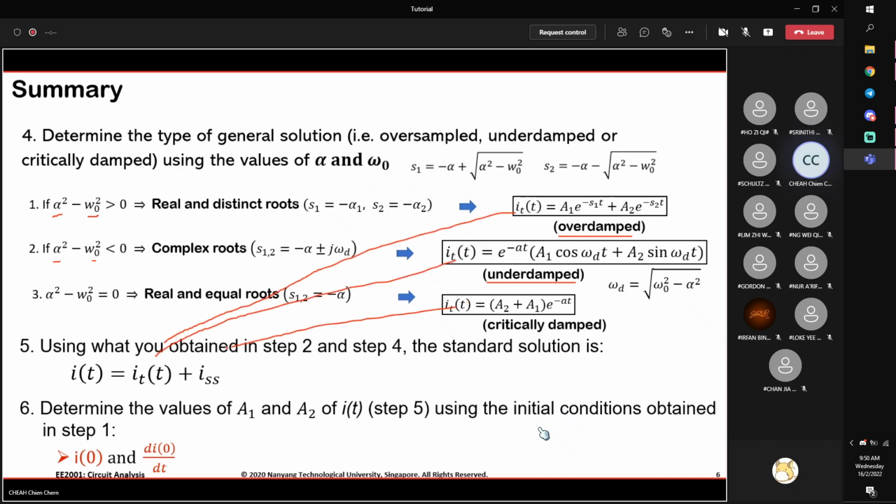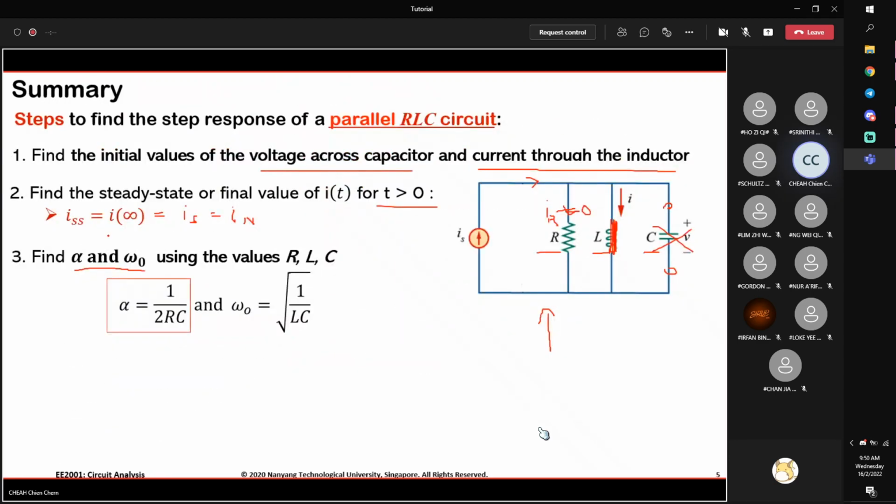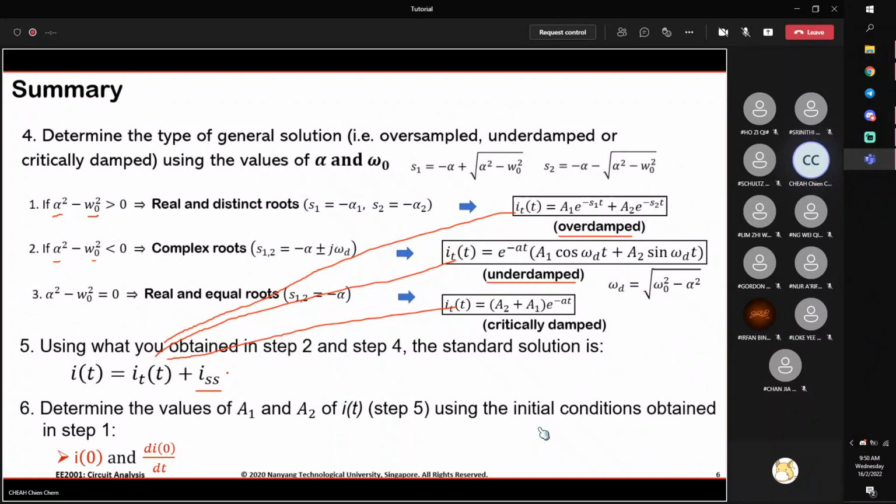And the solution is obtained by putting one of them into here, depending on the value of alpha and omega 0, and put the steady state value that you have calculated just now, right? Together with it, basically this is your IS. Okay? And finally, we still have two unknowns, A1 and A2, which should be obtained from the two initial conditions, because to solve for two unknowns, you need two equations. One initial condition gives you one equation.